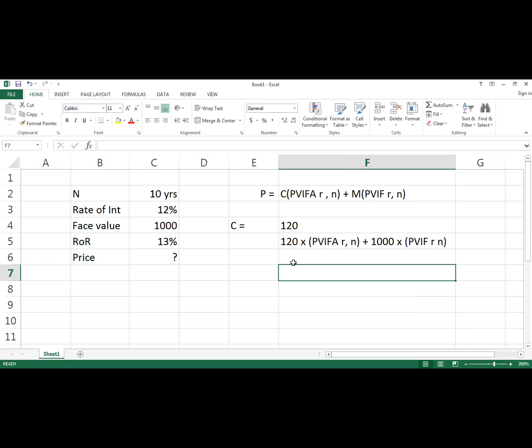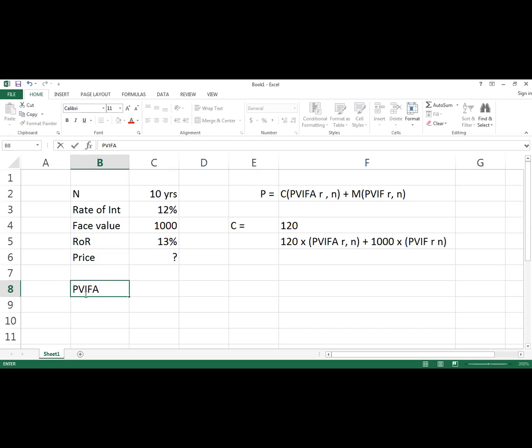Now we have to calculate what we mean by present value interest factor annuity. Please understand, I am just telling you how to calculate present value interest factor annuity. I'll just mention it here. We have to calculate present value interest factor annuity for how many years? 10 years. Okay.